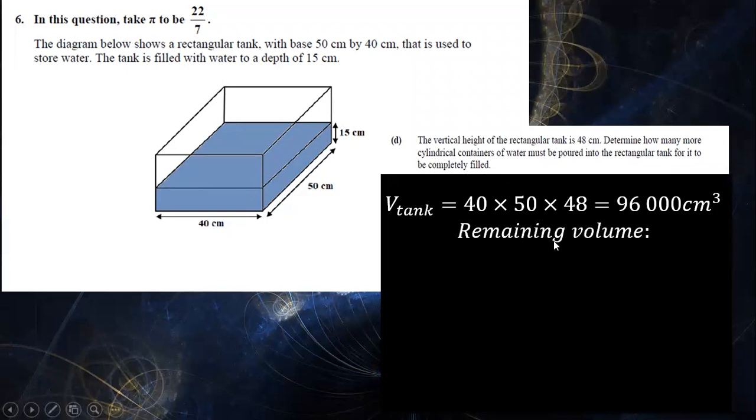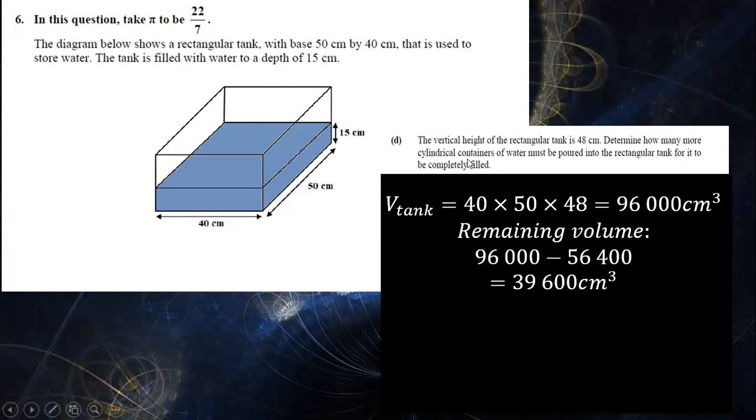So the remaining volume is the subtraction of the 56,400 we had from before from this new volume that we are now made aware of. So 96,000 take away 56,400 is going to be 39,600.